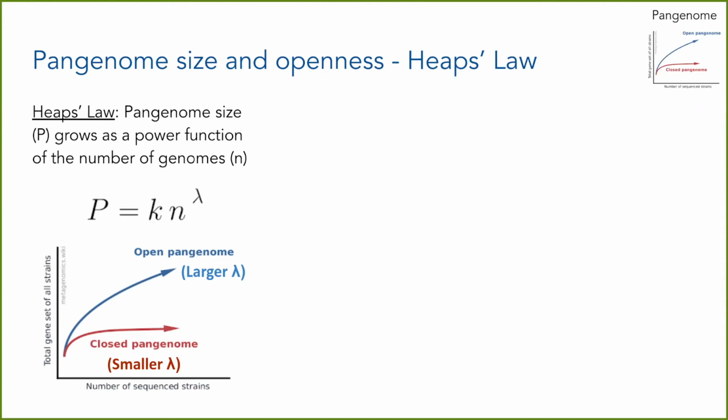This property is most commonly quantified using Heaps' law, which models the size of the pangenome as a power function of the number of genomes sequenced. Between the two fitted parameters k and lambda, this lambda parameter is one measure of openness, wherein a smaller lambda corresponds to a slower growing pangenome and hence a generally more conserved organism, whereas a larger lambda corresponds to a faster growing pangenome and a generally more genetically diverse organism.